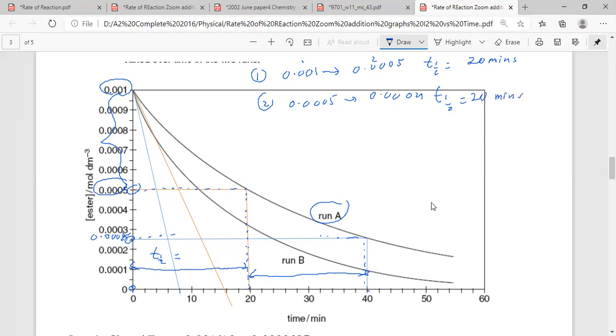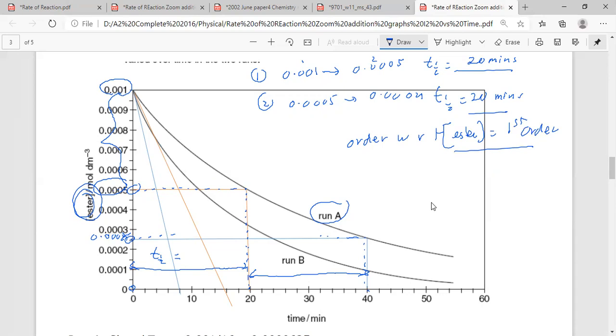So because it's constant, I can say that the order with respect to the ester, because this graph is for the ester concentration, is first order. Now, this is the simplest. Half-life is the simplest method to do. But then they also ask you to find the order with respect to OH minus.